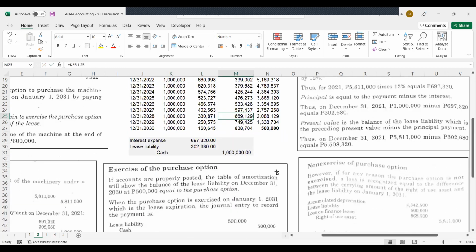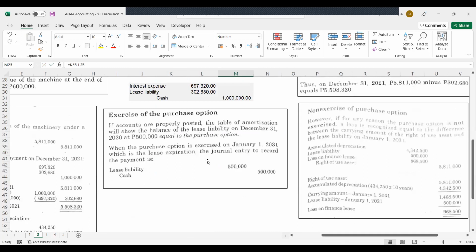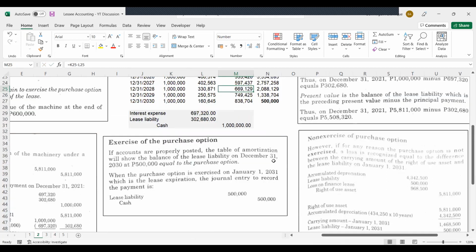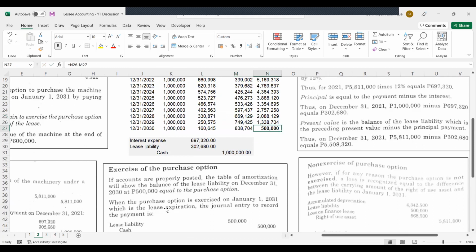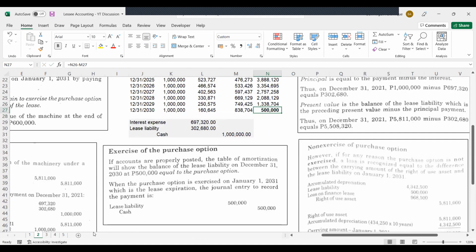So, paano kapag in-exercise niya na yung option niya? So, if accounts are properly posted, the table of amortization will show the balance of 500,000 at the end. When the purchase option is exercised on January 1, 2031, which is the lease expiration, the journal entry to record is debit lease liability and credit to cash.